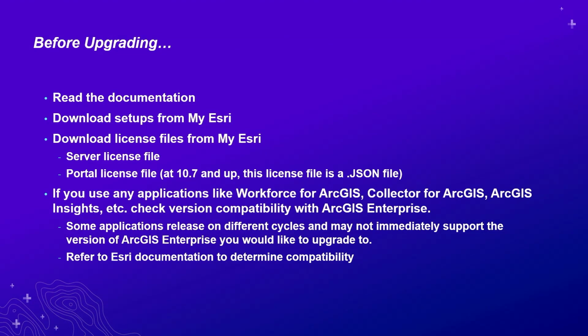So before you upgrade, there are some things that we recommend doing beforehand so that you're prepared for the upgrade, and this will help you be most successful. Number one thing I would say is read the documentation. We have some extensive web help regarding upgrades, and there's some great literature on the web for that. That way you're prepared and you know what you're getting yourself into for each component that you're upgrading. And then next, download all of your installation setups from Esri, as well as your ArcGIS Server and Portal license files. Just note that at 10.7 and above, the license file is a JSON file.